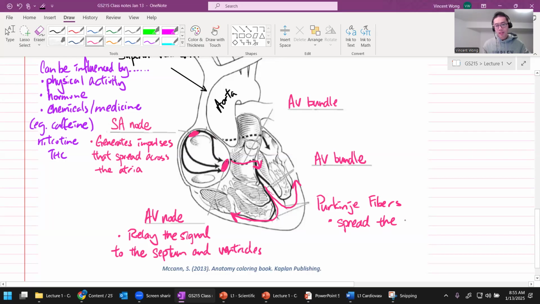They spread the impulse, the signal, whatever you want to call it, throughout the ventricle.